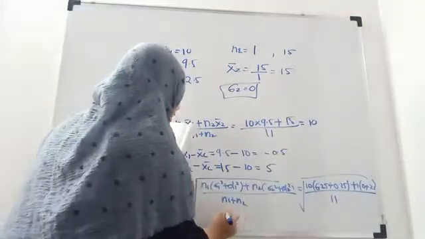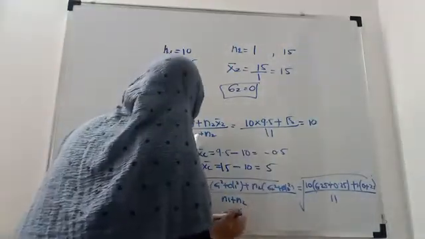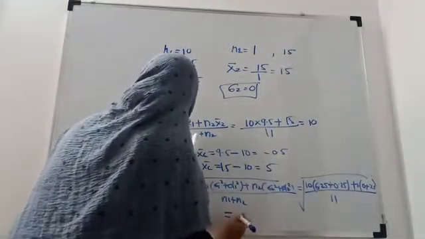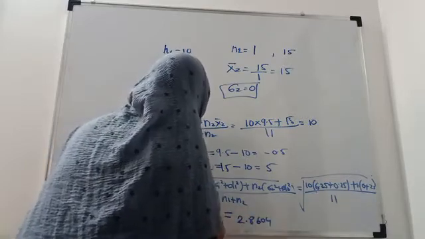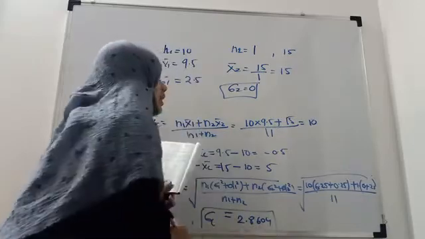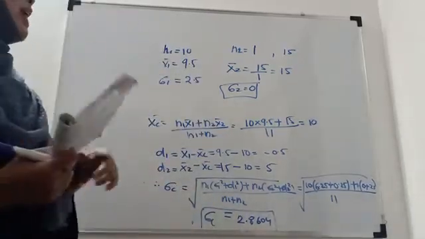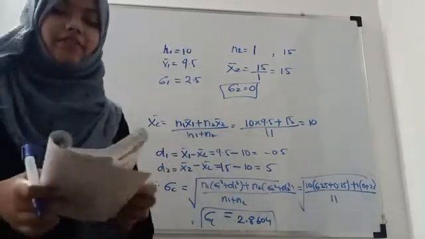Okay, so the final answer you will get, after taking the square root and all, is 2.8604. Okay, now this is about the combined standard deviation.